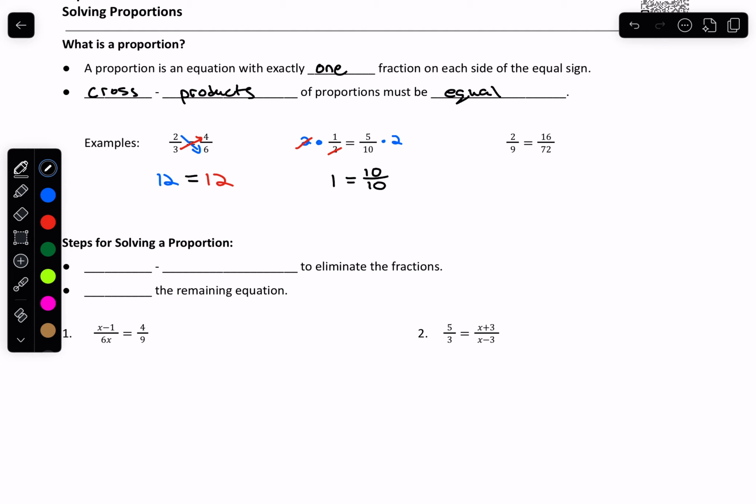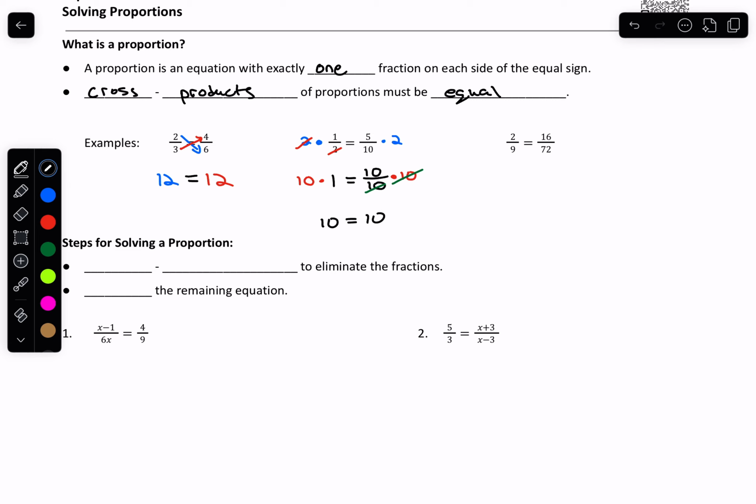Now, we're not trying to simplify the fractions right now. We're just trying to show that cross products are equal. So even though 10 over 10 is 1, we're not going to reduce that. Instead, we're going to multiply both sides by 10 to get rid of that denominator. When I do that, we can see the 10s on the right cancel, and I'm left with 10 times 1 is 10 on the left, and on the right side, I just have 10.